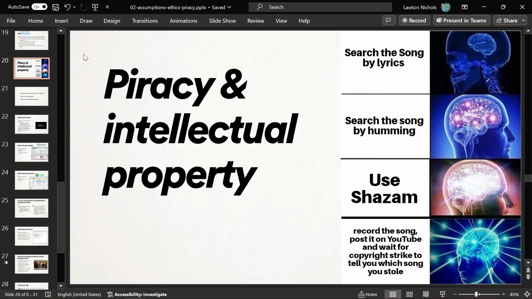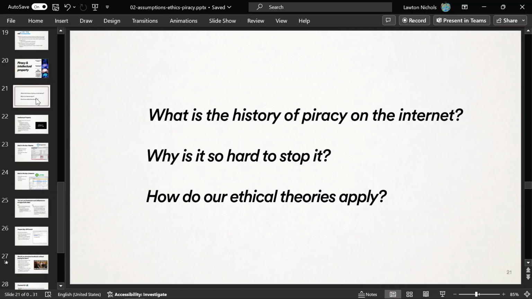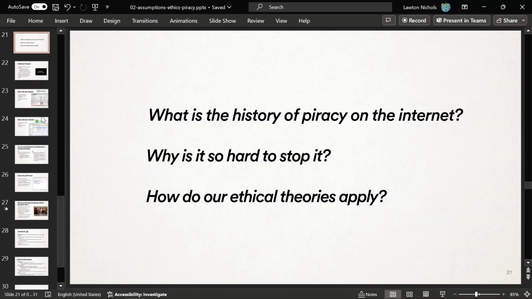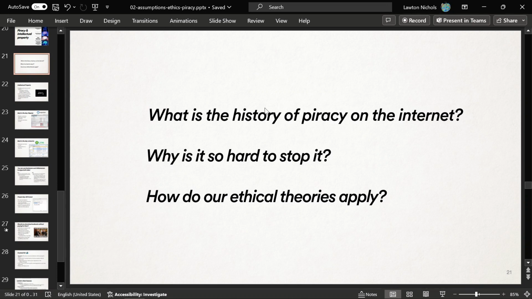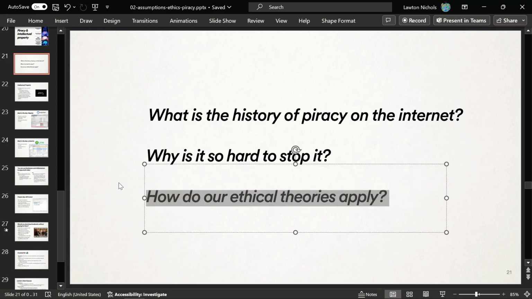Okay, so I'm going to try and answer these questions for us in this little subsection of the day. I'm going to give you some history of piracy on the internet, just in case you're not aware. We'll talk about why it's so hard to stop people from pirating things. And then we'll also try to use our ethical theories, because this is a computer science class. We learn some philosophy. Let's apply it to computer science.